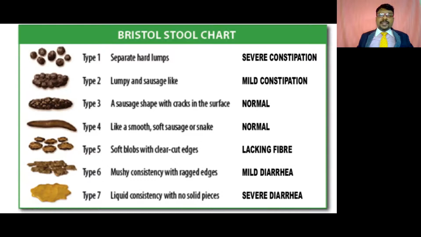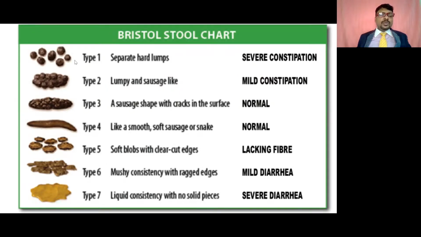If you see the different types of stools, we can understand the severity of the constipation. These are according to the Bristol stool chart. We can see 7 types of categories here. If anybody has separate hard lumps in the stools, that means the stool is like lumps, like a ball structure. So this is type 1, and this indicates severe constipation.